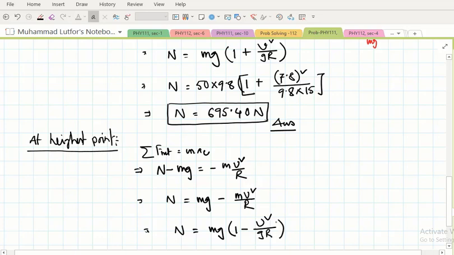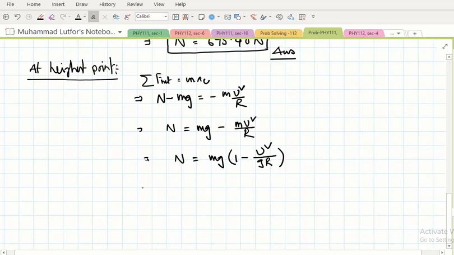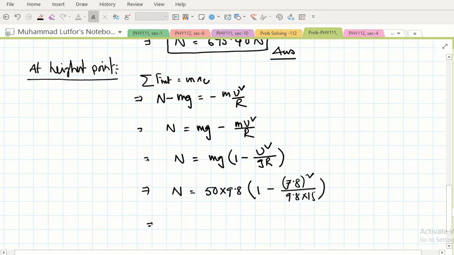Right? Now I can find the normal force at the highest point by plugging in the values: 50 times 9.8, times 1 minus 7.8 squared divided by 9.8 times 15, right? If you solve, then this normal force would be 284.59 Newton, which is lower than at the bottom point.